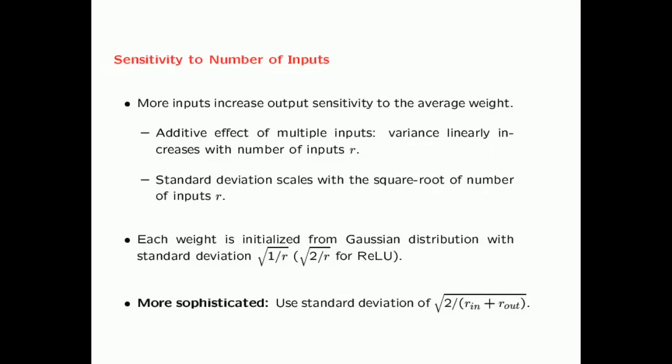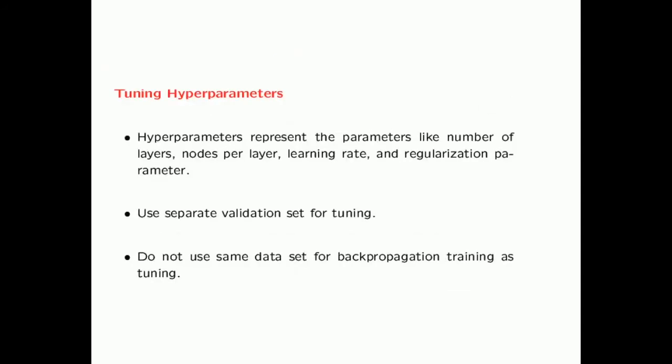The other point is that the stability of the training also depends not just on the number of inputs but also on the number of outputs. So a more sophisticated rule is to use 2 divided by the in degree of a node plus the out degree of a node. This initialization is referred to as Xavier initialization.